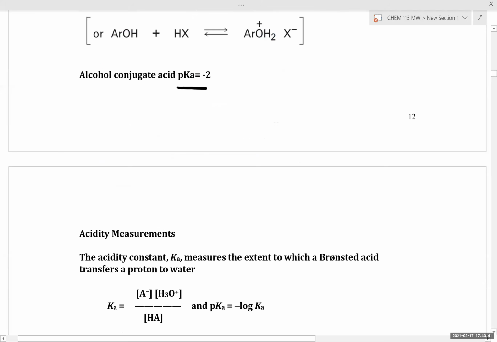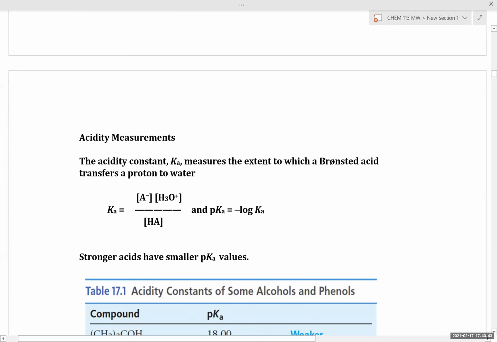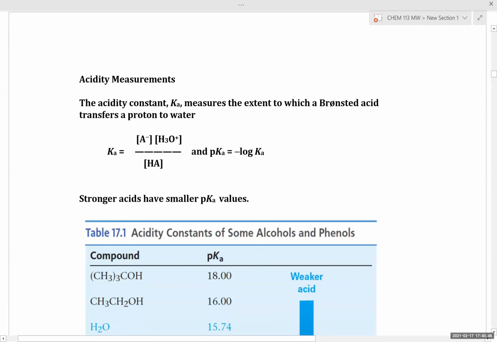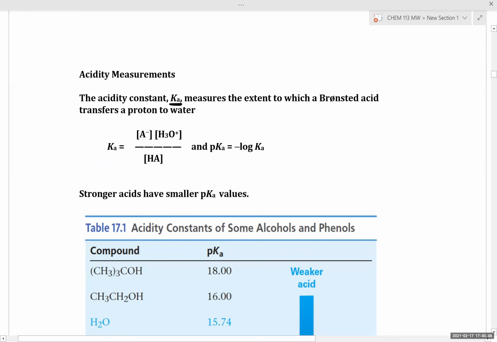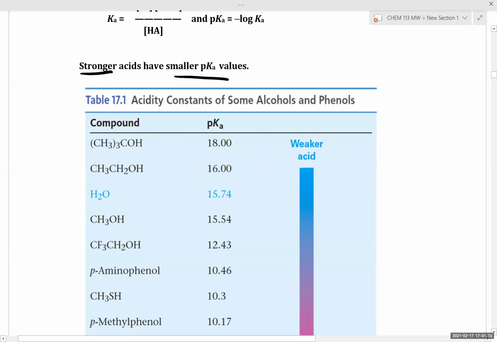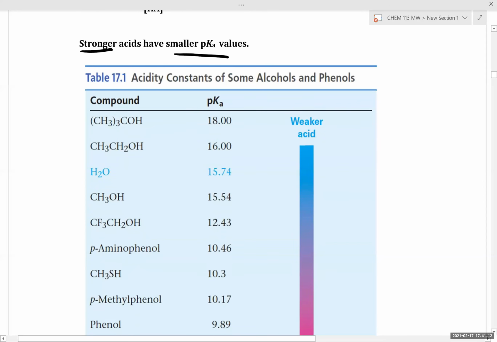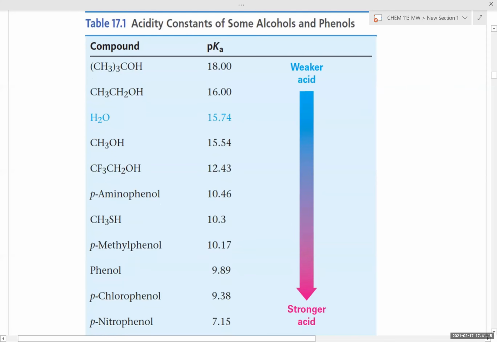Okay, so let's keep going then, and let's just refresh ourselves on the idea of acidity measurements. So the acidity constant, or Ka, measures the extent to which a Bronsted acid transfers a proton to water. So in general, the smaller your pKa value, the stronger the acid that you're dealing with, and the more H3O plus we have generated at equilibrium. So as we see, there are some important trends to note as we go through this chart.